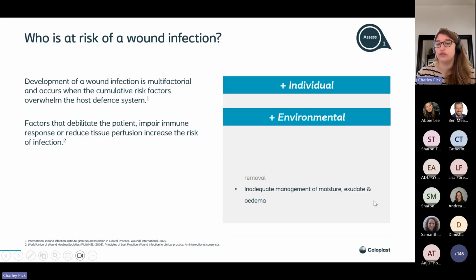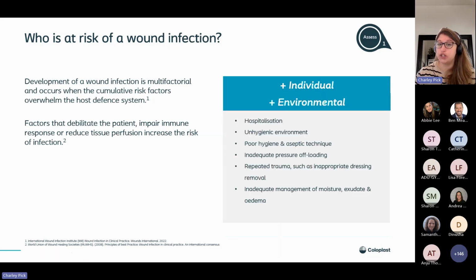And then your environmental factors: hospitalization, unhygienic environments, which I'm sure for those of you that work out in the community have seen several unhygienic environments. Poor hygiene and aseptic technique: it's really difficult to carry out full aseptic technique in a patient's own home. And definitely in some of the homes that you go in, you would rather shower as soon as you leave that environment. So really difficult sometimes.